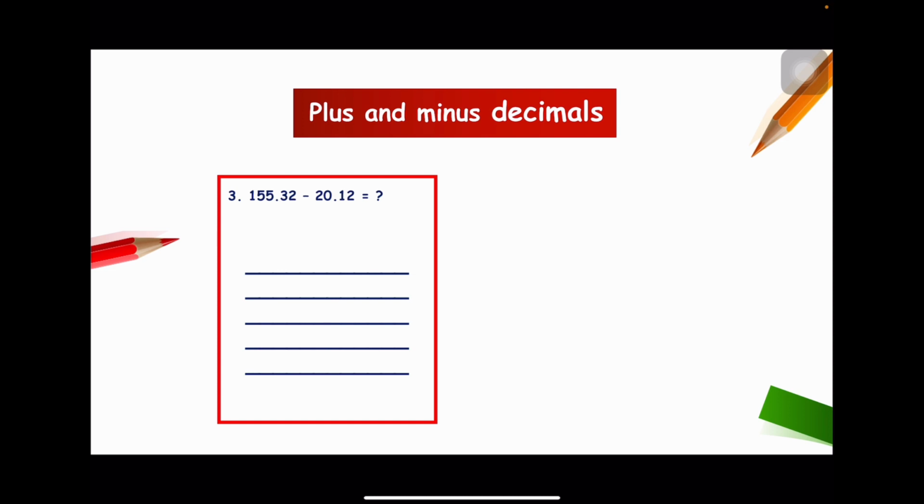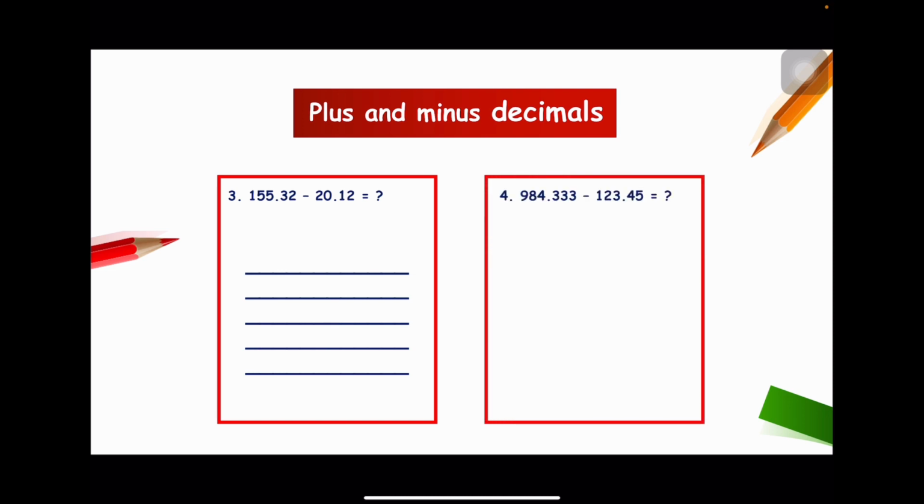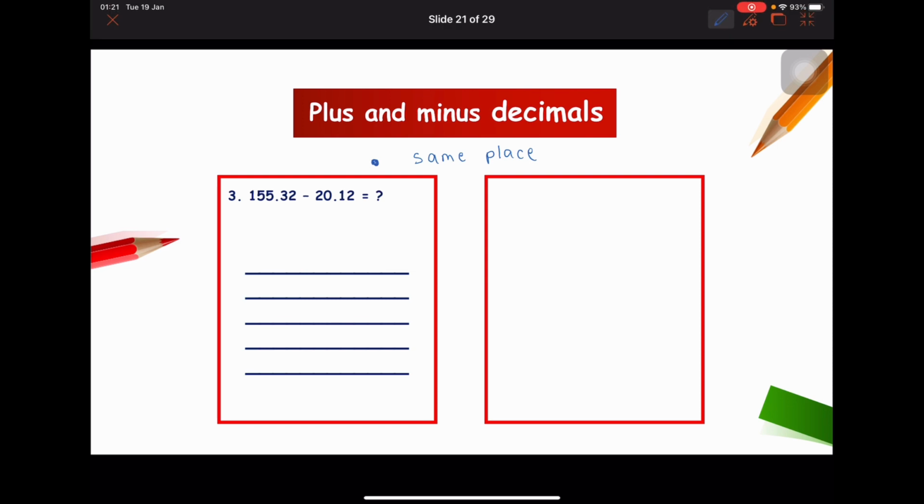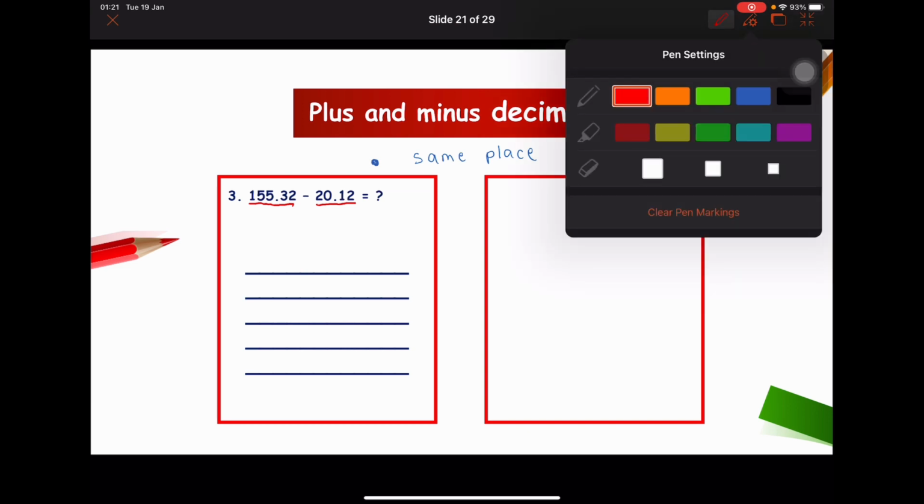I'll show you minus or subtraction, number 3 and number 4. Let's do number 3 first. The same, if you want to minus decimals, you have to put the point in the same place, okay? In the same place. And question number 3 is, read together. 155.32 minus what? Minus 20.12. Okay, write the number.